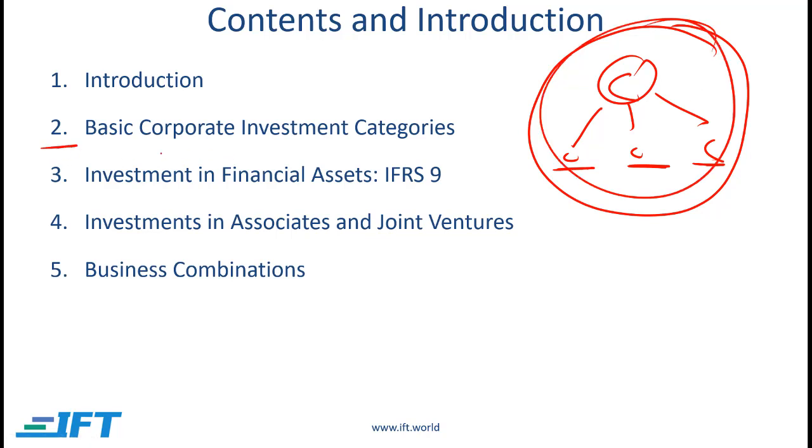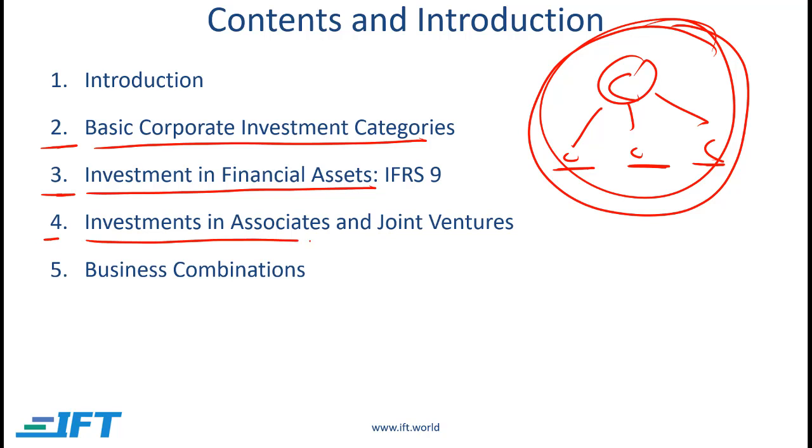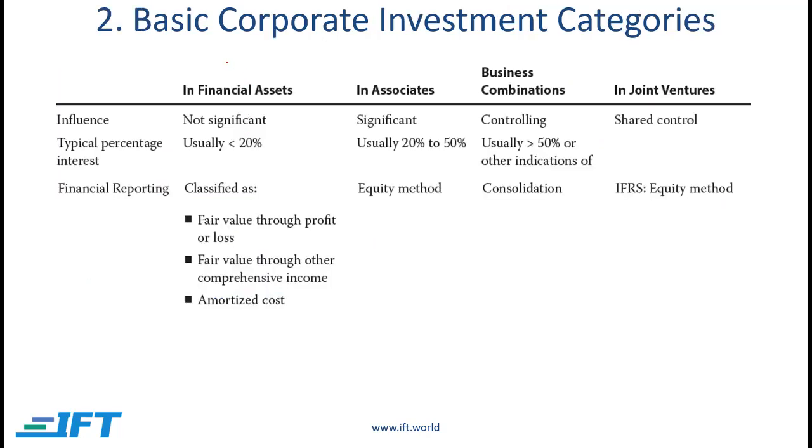In section 2, we will look at the different types of intercorporate investments. In section 3, we will focus on investments in financial assets. Section 4 deals with investments in associates and joint ventures. And section 5 has to do with business combinations. This slide shows the 4 basic types of intercorporate investments. Let's start with investments in financial assets.